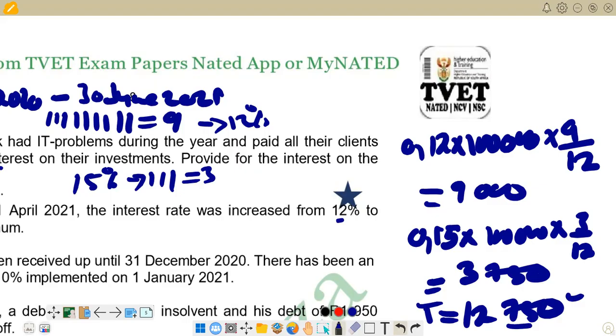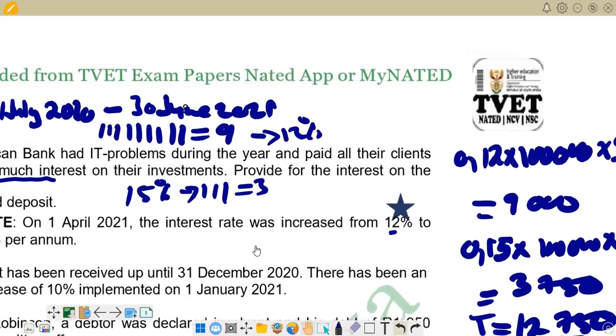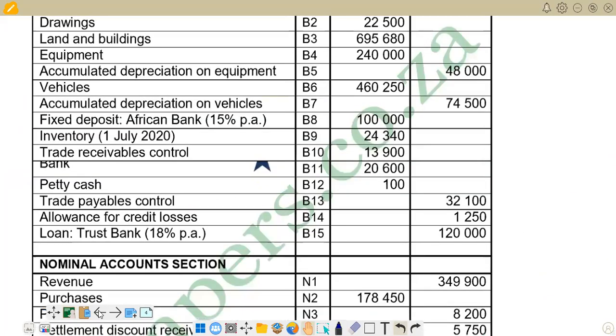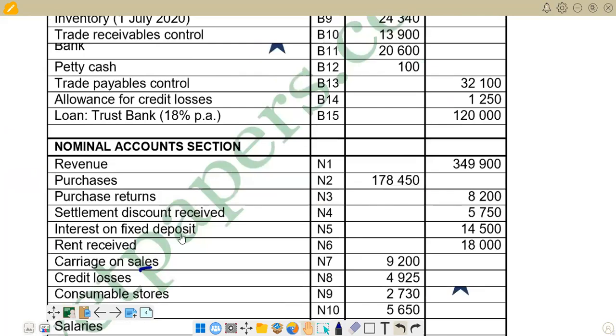So we go back to check the interest that was actually received. And we are told that the interest that was received was more than what was supposed to be received, according to what the statement is saying here. The statement is saying it was too much, and we go to check the amount that was received that we have in the nominal section. It is saying interest on fixed deposit 14,500. You see now it's bigger than the figure that we got there. So we go back and find the difference that we have there.